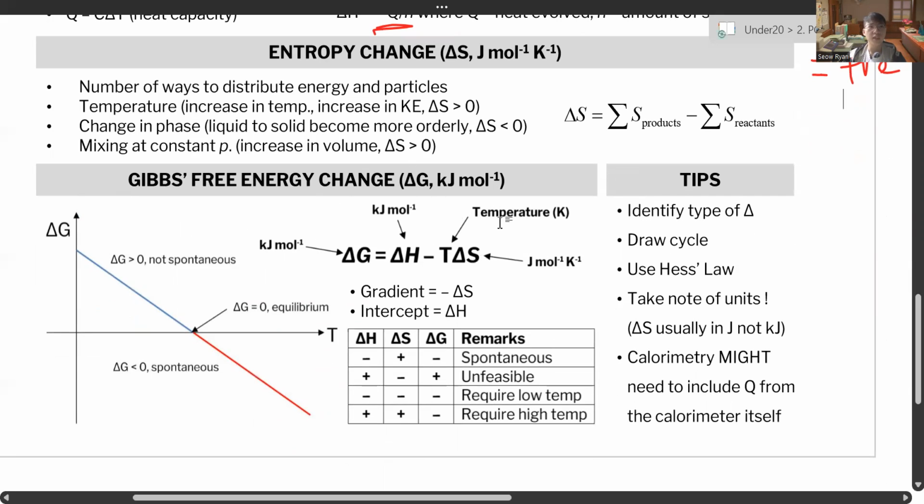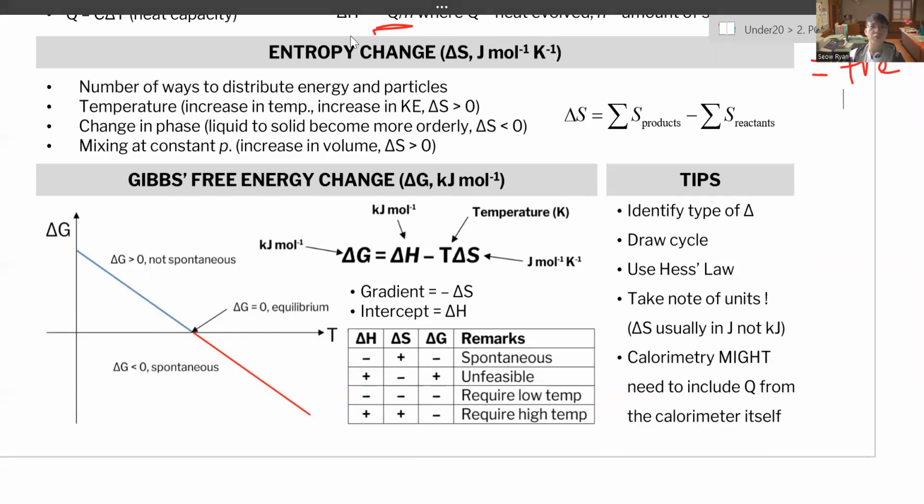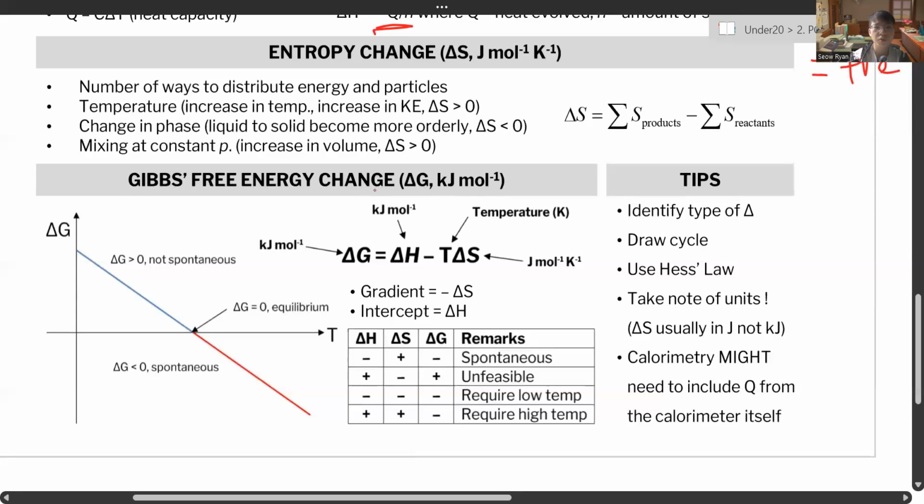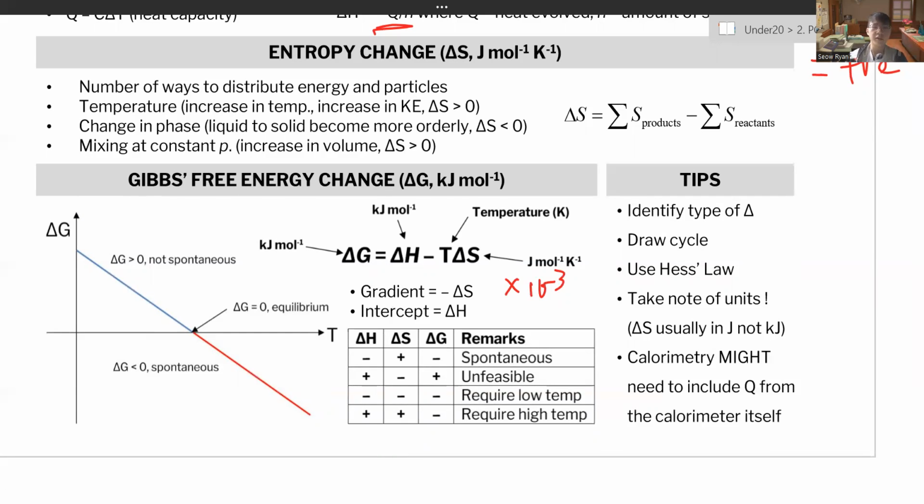So all the units have been covered already. Take note of the units, especially because delta H is in kilojoules, and suddenly there's a joules per mole per Kelvin here. So always convert this back into kilojoules per mole. To convert joules per mole per Kelvin, you just multiply by 10 to the power of minus 3, or divide by 1000. Same thing, okay?